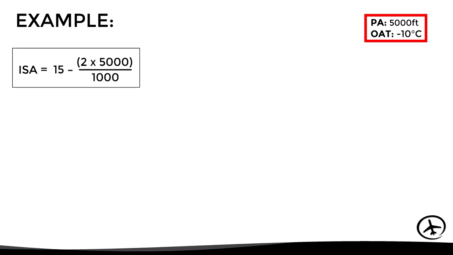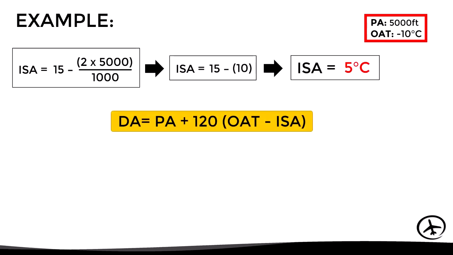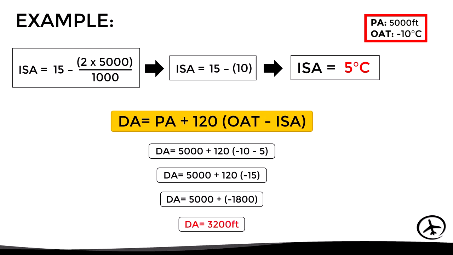Let's see a practical example. Suppose we have the same conditions as in the previous example. The first step then is to calculate the standard temperature at 5,000 feet. So we apply the corresponding formula, obtaining a temperature of 5 degrees Celsius. Once we have this information, we can now replace the values in the density altitude formula, obtaining as a result a density altitude of 3,200 feet.